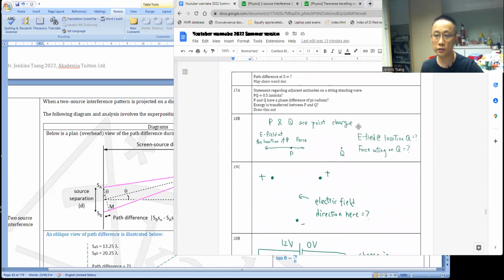Now, question 17, statements regarding adjacent antinodes on a standing wave on a string. There are 3 statements. But before we analyze the 3 statements, P and Q are adjacent antinodes on the string. So the string pattern can look like this, maybe. They didn't mention which harmonic, but the harmonic number does not matter. I'll just draw 3.